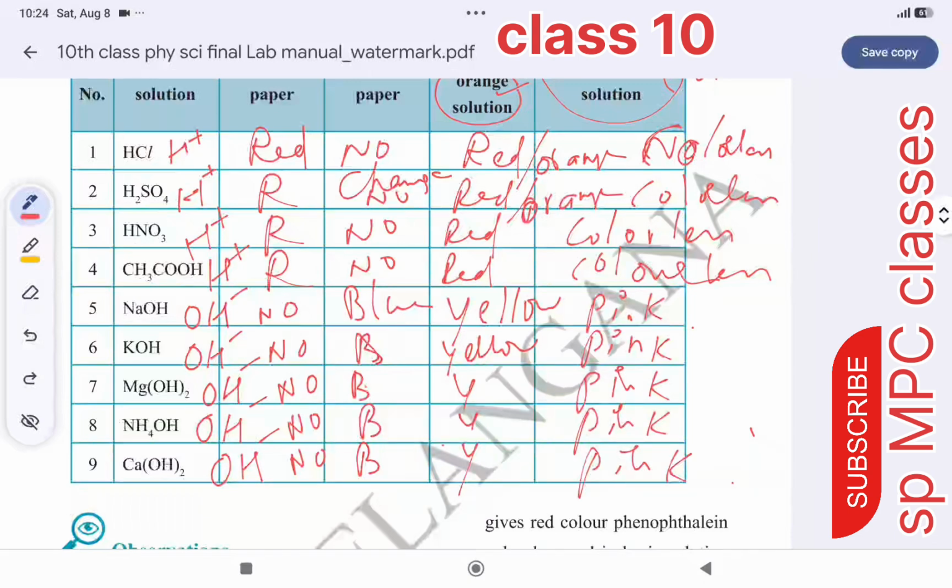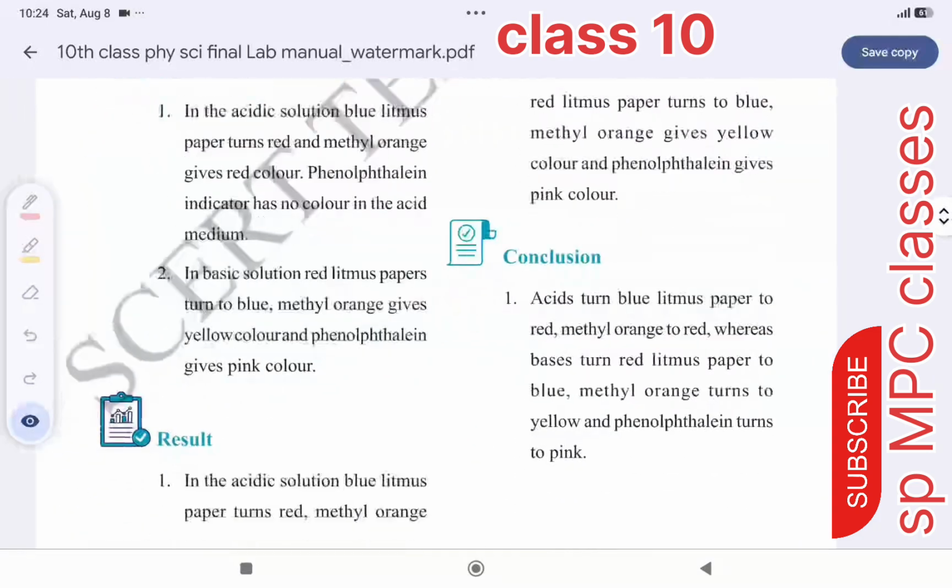So this is the first activity of the 10th class. I have explained very slowly, approximately 10 minutes. I hope you got good clarity. You remember Ambedkar Bharat Bandh: acid converts blue to red, base converts red to blue. Methyl orange with acid, red color; with the base, yellow color. Phenolphthalein solution with acid, colorless; with bases, pink color. This is the first activity that you have to remember.